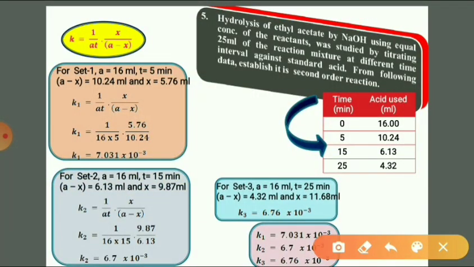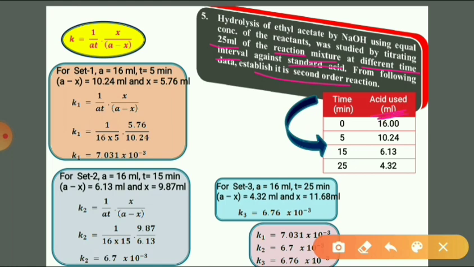The next problem is the hydrolysis of ethyl acetate by NaOH using equal concentration of the reactants. It was studied by titrating 25 ml of the reaction mixture at different time intervals against standard acid. From the following data, establish that it is a second order reaction. Again we have the data, time in minutes, and instead of concentration here we have the acid used in ml.